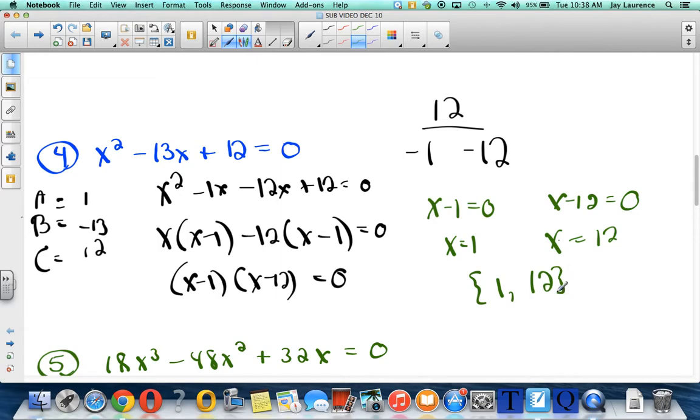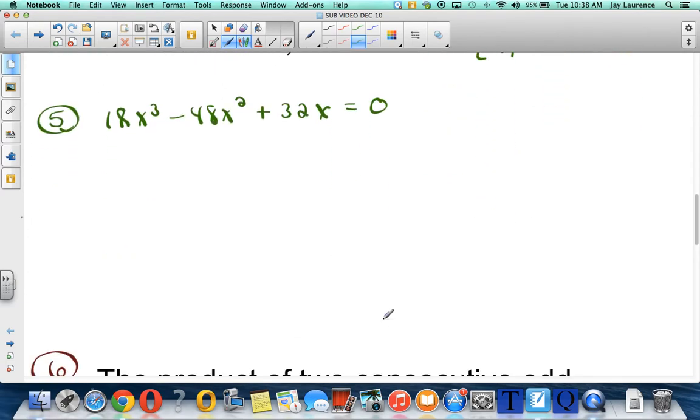Okay, and my solution set would be 1 and 12. That means if I put either 1 in for x in this equation, I will get 0. Or if I put 12 in for x in the equation, I'll get 0. Okay, one more like that. Go ahead and pause the video.